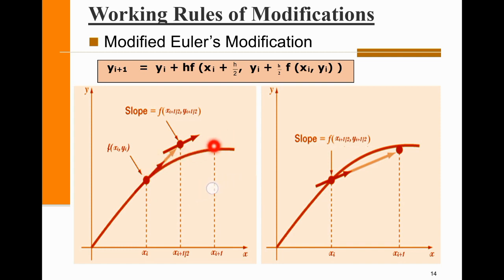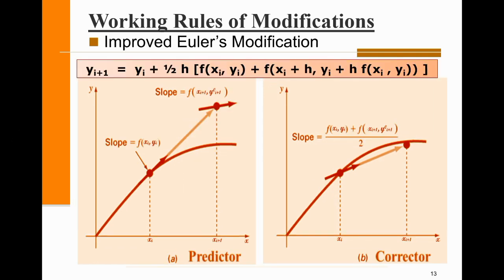Now, parallel to this, we have calculated the slope of the curve, and along this direction, along this slope, we have found the value yi plus 1 with the help of this average slope. So this is the criteria of the modified Euler method. So you can understand easily.